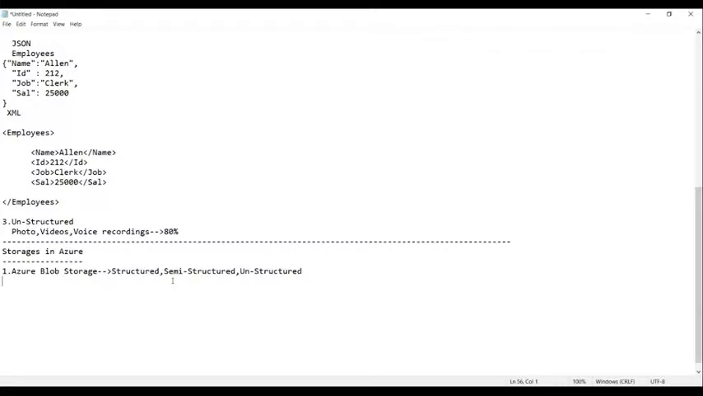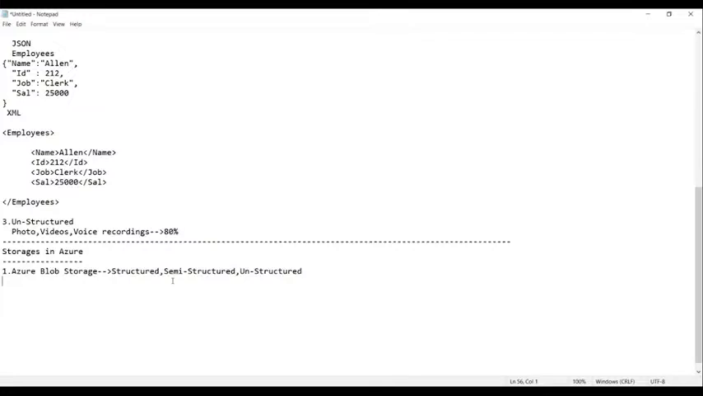What do you understand by the blob? Can you tell me what you understand by the blob? Blob is nothing but binary large object. It stands for binary large object. Okay, so now, guys, let us see the second one.